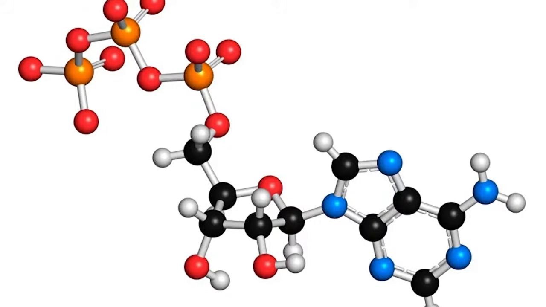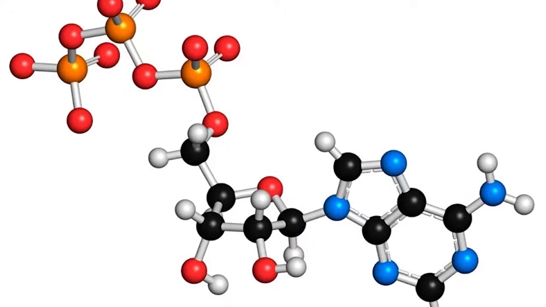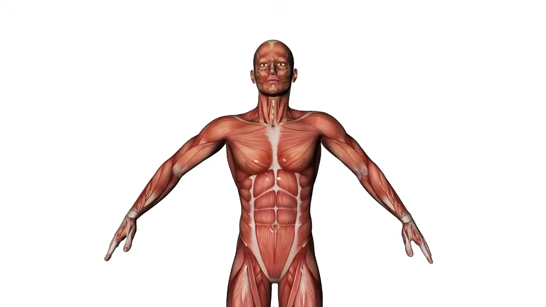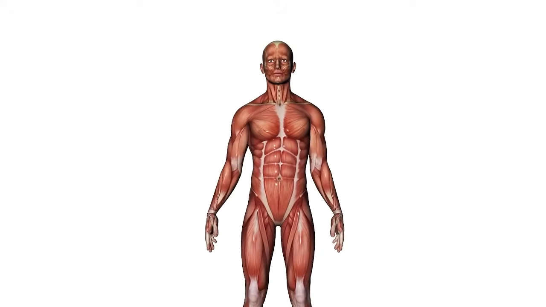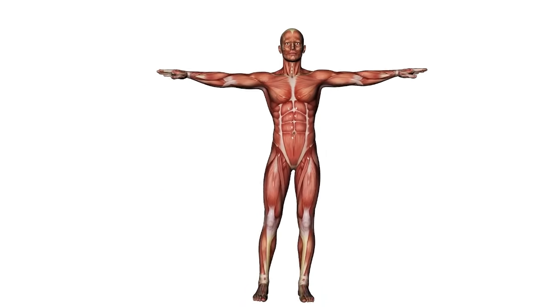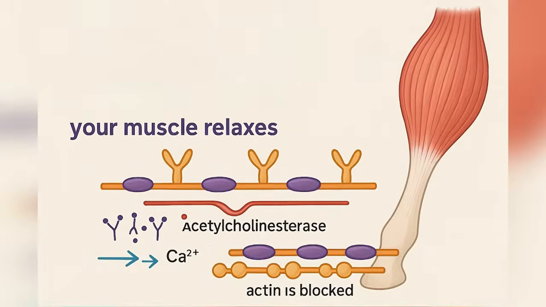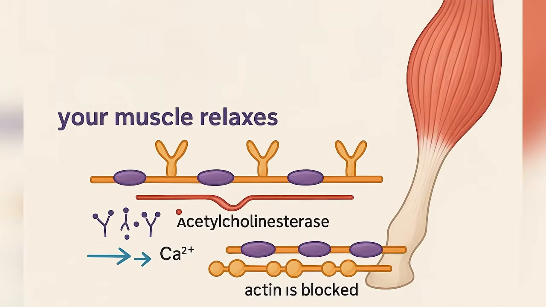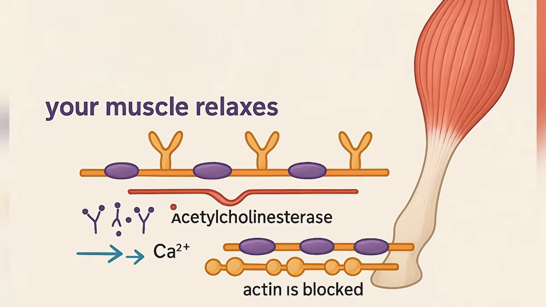If there's enough ATP, the muscle's energy, this happens again and again until you stop the movement. When you're done moving, ACh is cleaned up by acetylcholinesterase, calcium goes back into storage, the actin is blocked again, and your muscle relaxes.